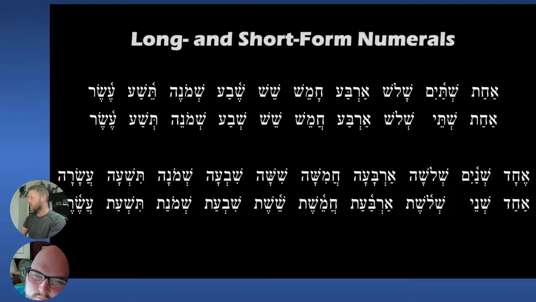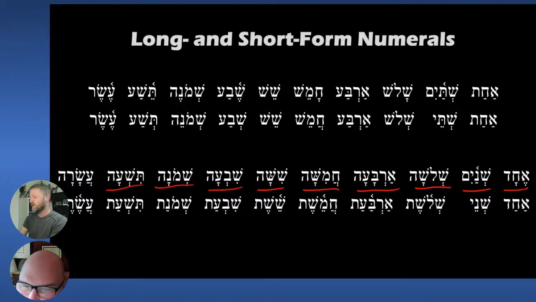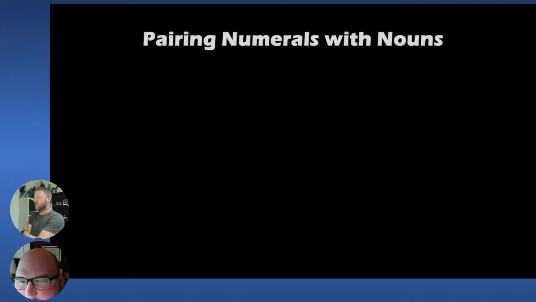So the numbers in their standard form: Echad, Shnaim, Shlosha, Arba'a, Chamisha, Shisha, Shiv'a, Shmona, Tisha, Asara. Those go with masculine nouns. They are long form because masculine nouns are normally shorter. All right. Where does this play in? Let's pair it a little bit.